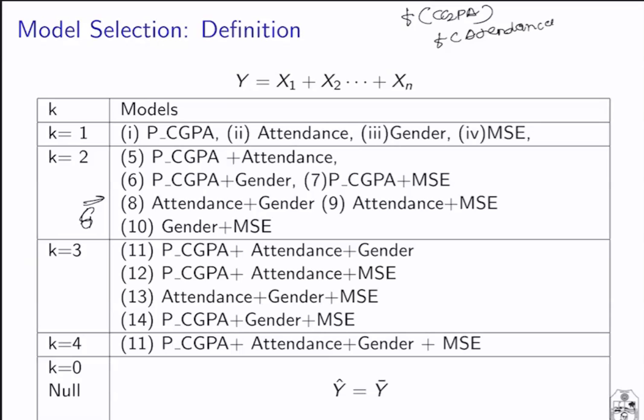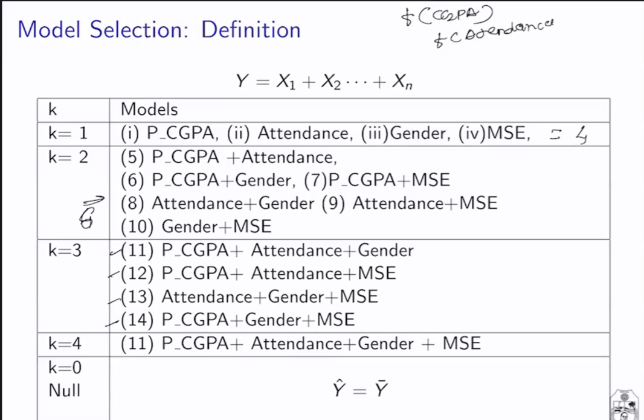There are six ways in which you can develop the models using two input variables. If you are planning to develop a model using only one single variable, there are four ways in which you can develop the model. If you want to use three variables, then again there are four different approaches.